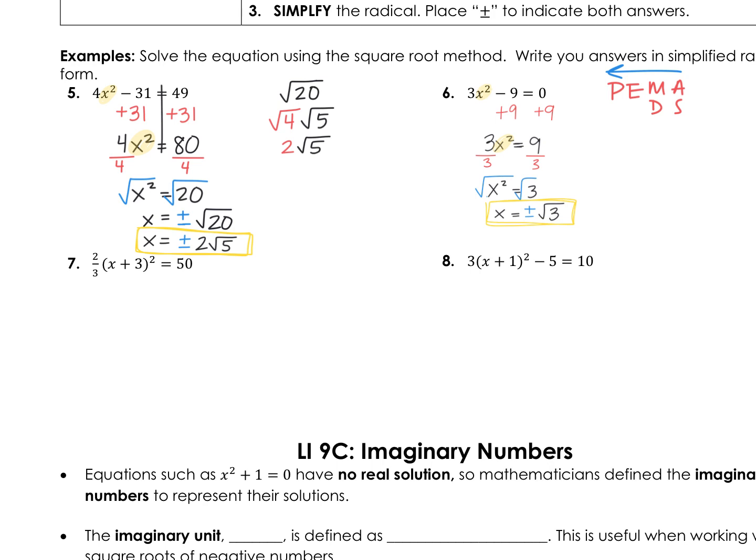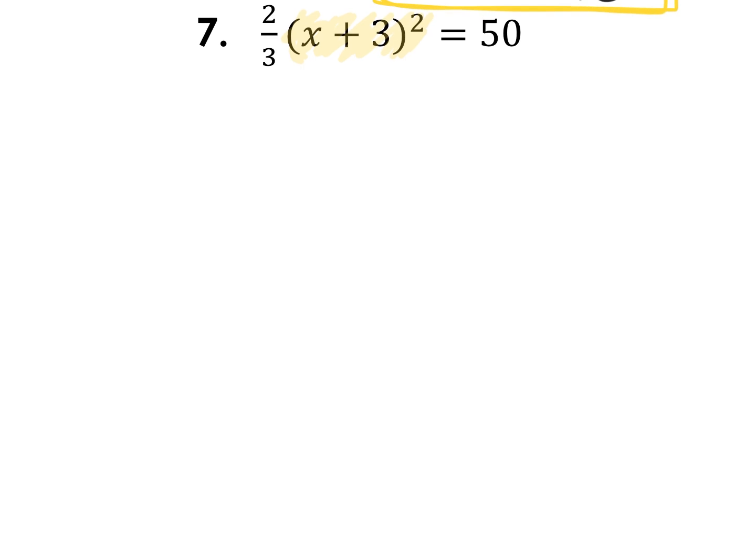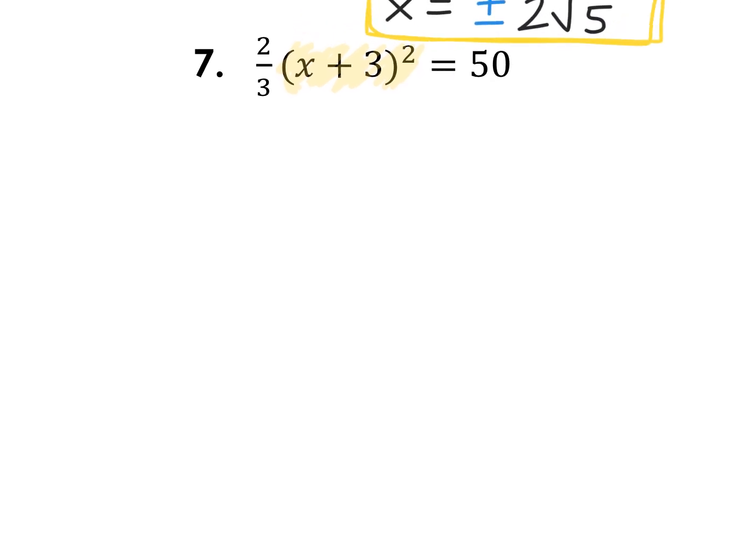You are trying to get the squared term alone, to isolate it first before you take the square root. Okay, so here it is. This is the thing you're trying to get alone. Everything else has got to go. So starting with the 2/3, I'll zoom in. The 2/3 has got to go.